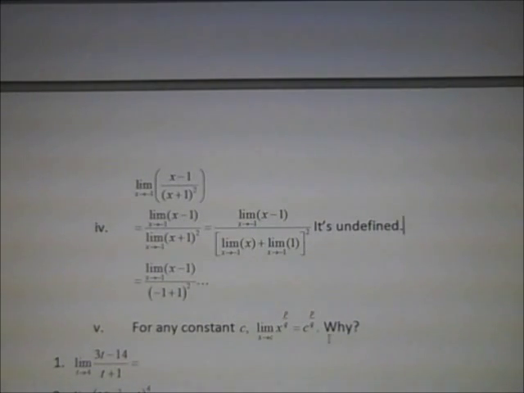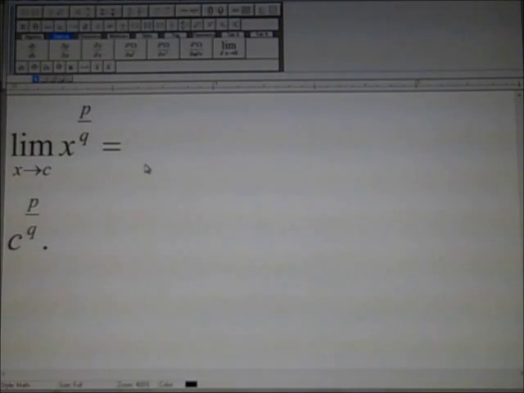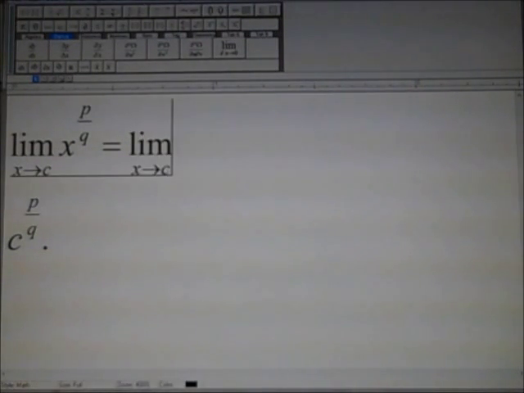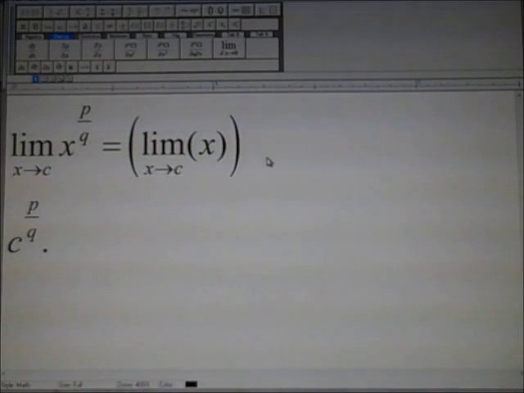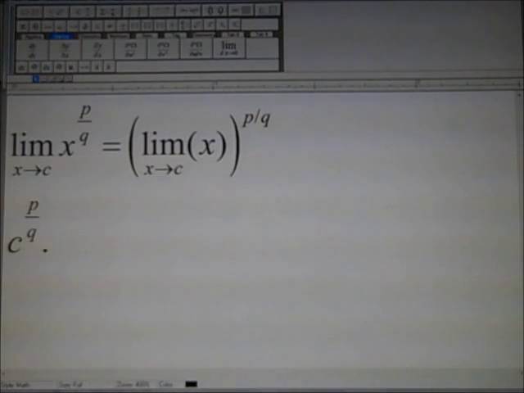The answer is why. Well, that's because, what is this really? If I have the limit as x approaches c, I could make this just x and then put the whole thing to the power of p over q. So this is to the power of p divided by q. So anytime I have a power, remember I can bring it to the outside. And now what is the limit as x approaches c of any x? That's just c. So this is just c to the p over q.